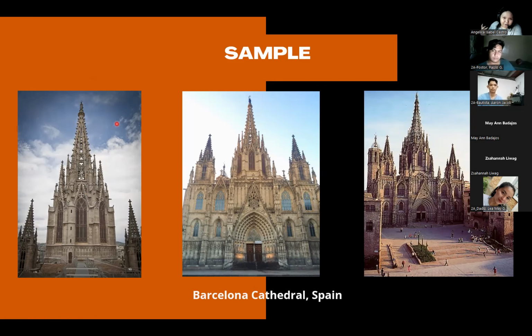Matuturing ba nating spire, yung napakataas na hindi pa natatayo hanggang ngayon? Yes po, ma'am. All right, sige. Anyone else? Question? None? So the spire is clear to you. That's one element that would tell you this building is Gothic.